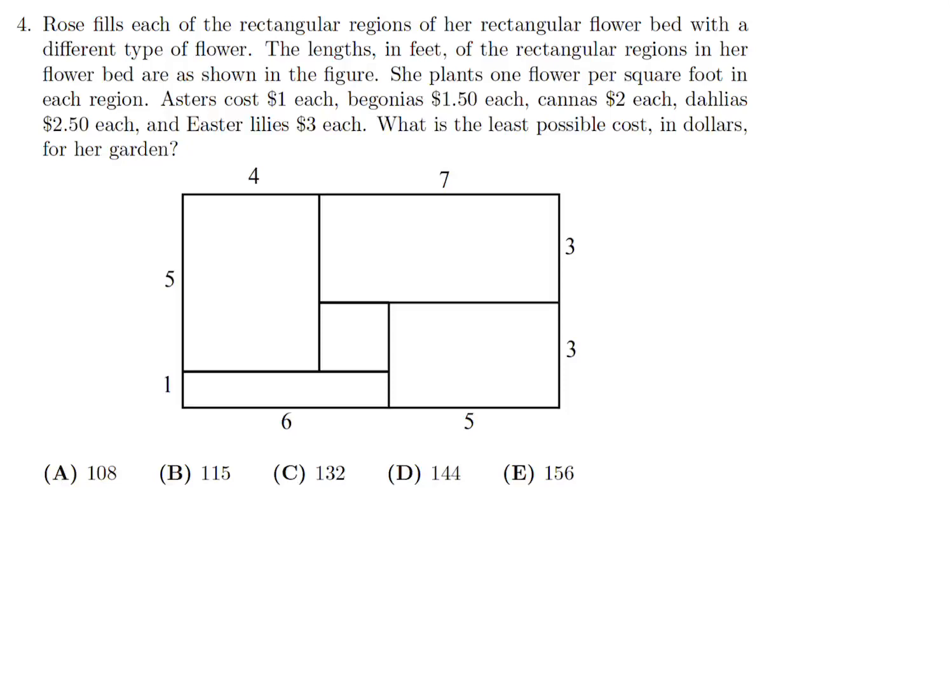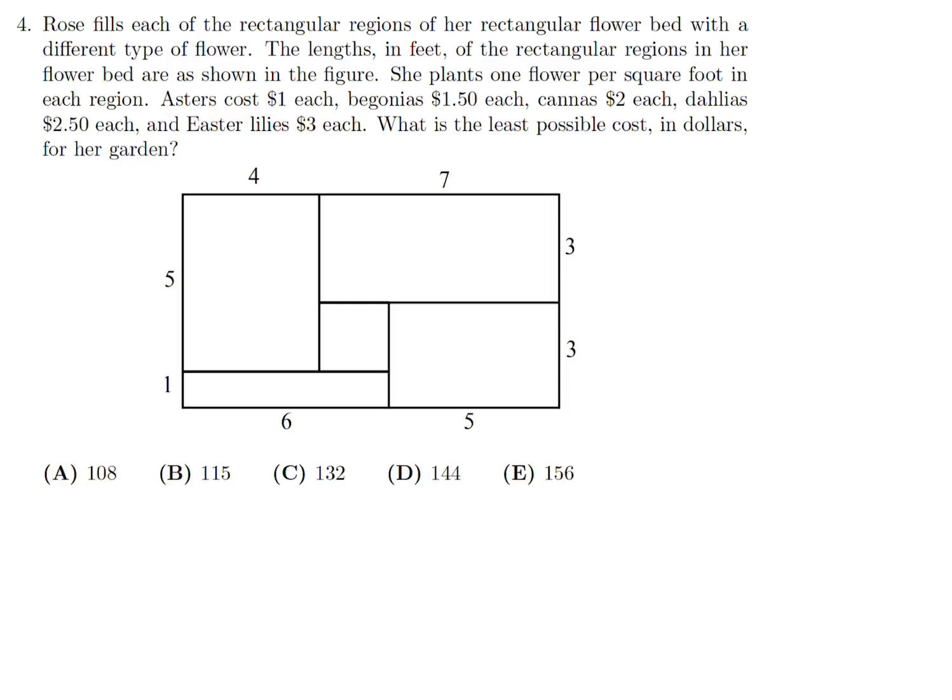Rose fills each of the rectangular regions of her rectangular flower bed with a different type of flower. The lengths in feet of the rectangular regions in her flower bed are shown in the figure. She plants 1 flower per square foot in each region. Asters cost $1, begonias $1.50, cannas $2, dahlias $2.50, and Easter lilies $3. What is the least possible cost in dollars for her garden?